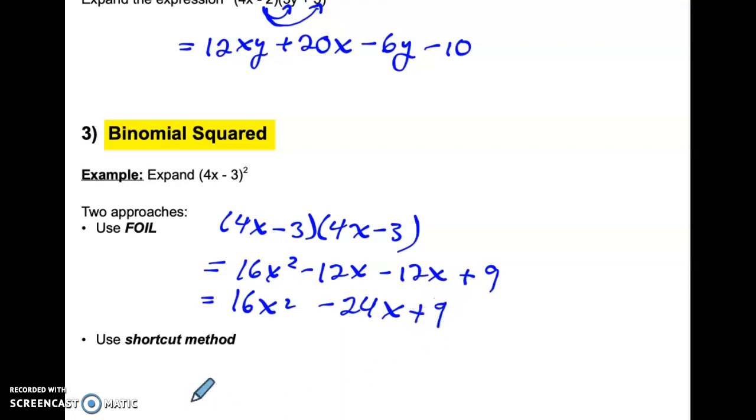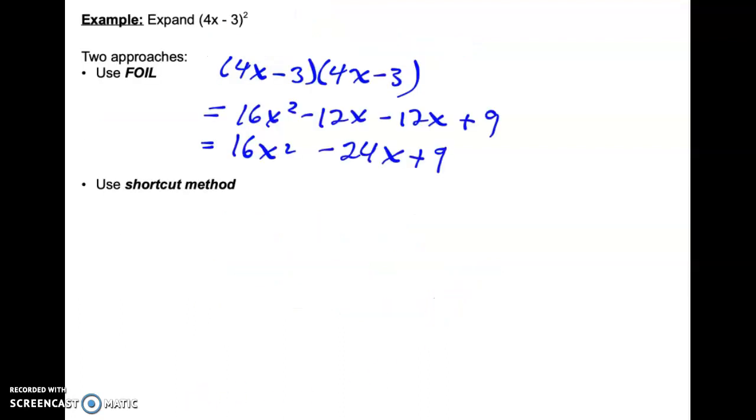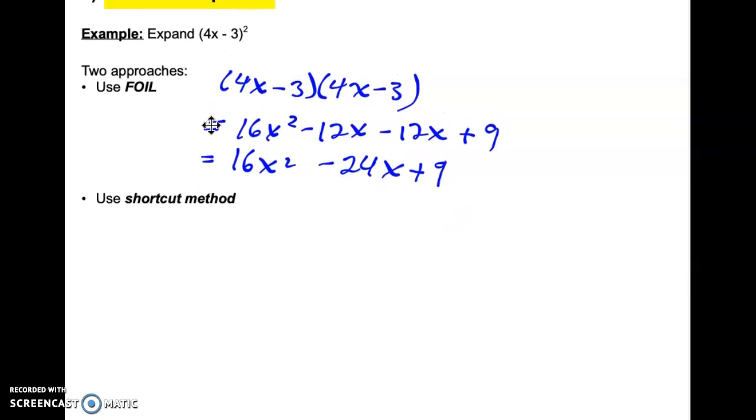And there we have our expanded expression. Okay. The shortcut method is used when we have a binomial squared, and it will get you your answer in one step.